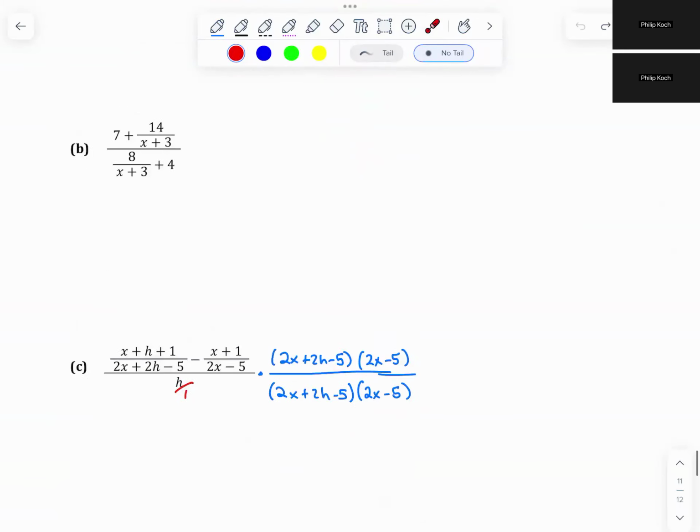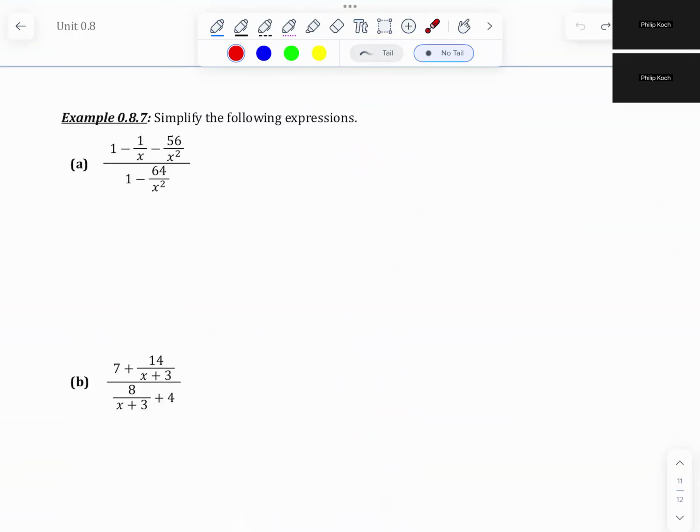So let's do an example here: 1 minus 1 over x minus 56 over x squared, all over 1 minus 64 over x squared. The LCD of everything would just be x squared. You could put this off on the side: LCD is equal to x squared. So I'm going to multiply the big fraction by x squared over x squared.